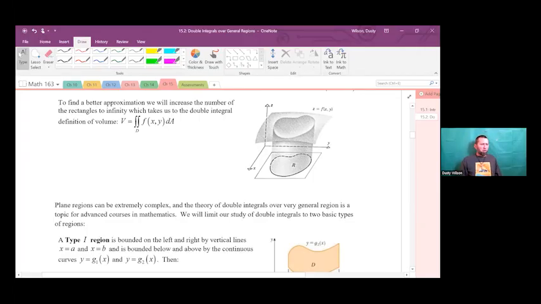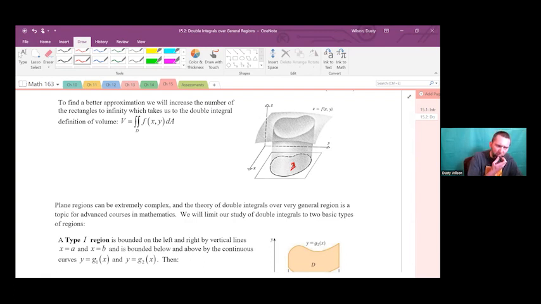So to find a better approximation, we'll increase the number of rectangles to infinity, which takes us to the double integral definition of volume. That is, the volume is equal to the double integral over the region D. It's kind of interesting, we've got our D's and our R's. A little confused here, I think this is a D here. The double integral over the region D of f of x y dA.